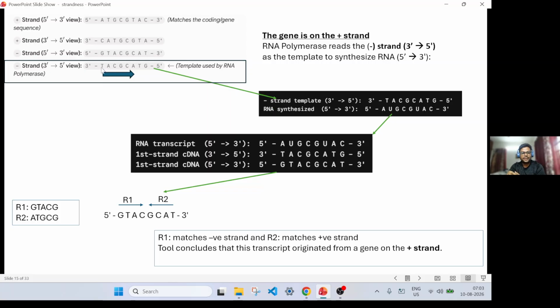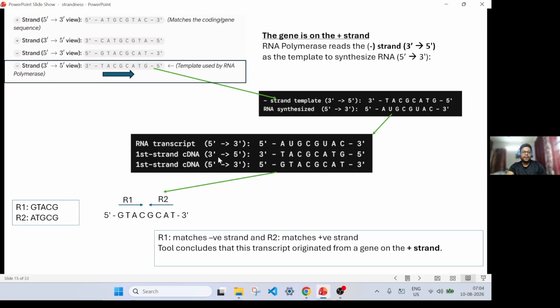So this is the negative strand as a template, TACG, right? So TACG, the same as the fourth line here. Now the RNA you synthesized is the complementary of this. So T becomes A, A becomes U, like that. So now this is what you got, the RNA, right? This is the RNA you got.